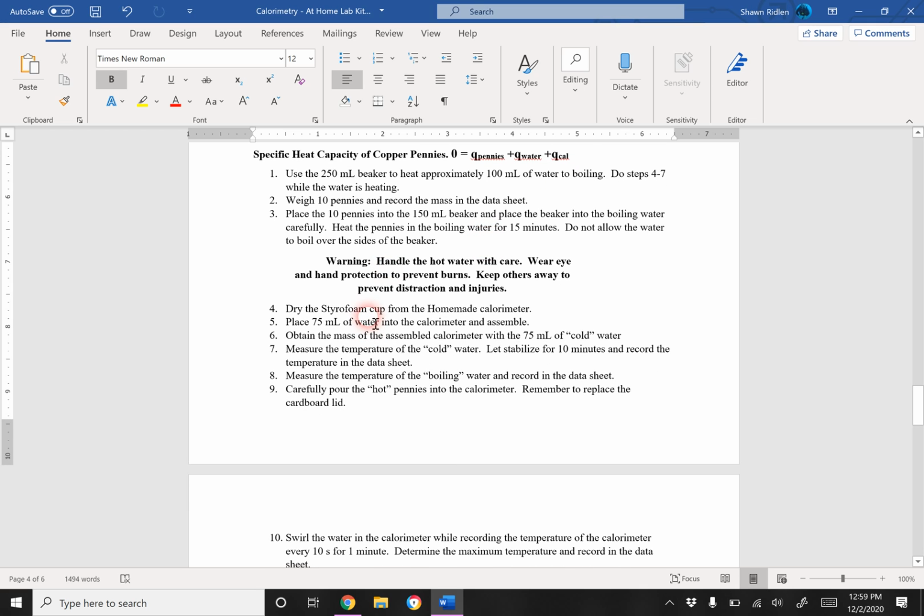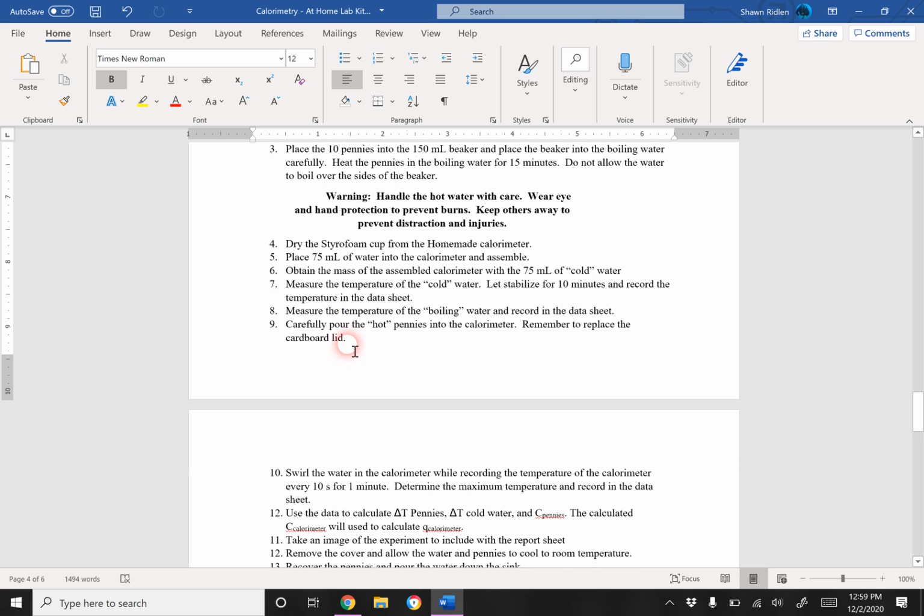Okay, then you want to dry the styrofoam cup from the home calorimeter. Place 75 ml of water into the calorimeter. Obtain the mass of the assembled calorimeter with the 75 ml of cold water. Measure the temperature of the cold water. Let it stabilize for 10 minutes, so similar to what we did before. Measure the temperature of the boiling water and record that. And then carefully pour the hot pennies into the calorimeter.